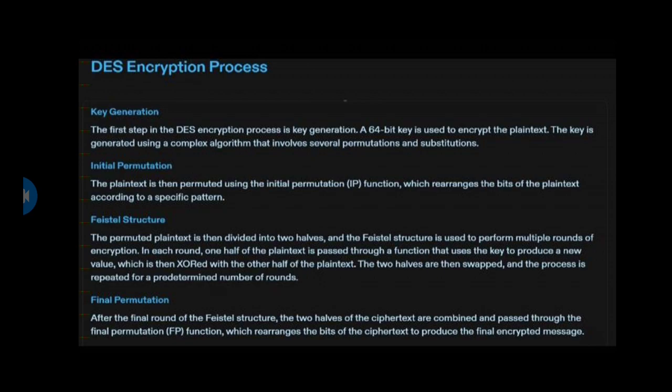In each round, one half of the plain text is passed through a function that uses the key to produce a new value, which is then XORed with the other half of the plain text. The two halves are then swapped and the process is repeated for a predetermined number of rounds. And the final process is final permutation, where after the final round of the Feistel structure, the two halves of the ciphertext are combined and passed through the final permutation function, which rearranges the bits of the ciphertext to produce the final encrypted message.